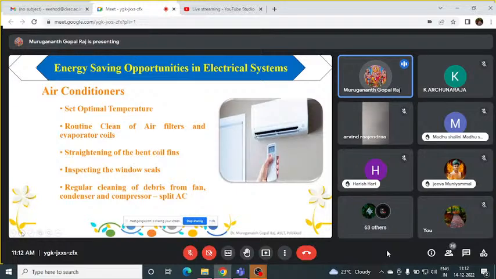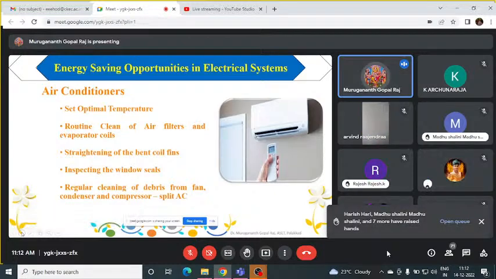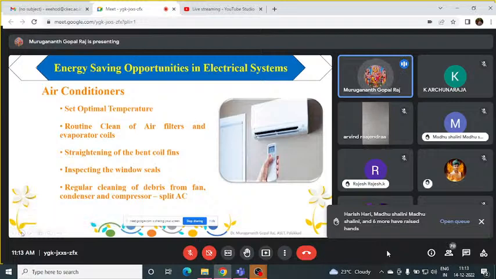Then the second one is routine cleaning of the air filters and evaporator coils. So please remove the cover of the air conditioner. You can see the fins. Clean the fins and the air filter. The filter is the area where you can see a lot of dust, so it has to be properly cleaned, or else you will get dust allergy. Your kids will get dust allergy. Right? So dust has to be filtered, and also the evaporator coils. Sometimes, because of dust and moisture accumulation, the weight of the dust increases, so there will be some bends in the coil fins. So they have to be straightened.